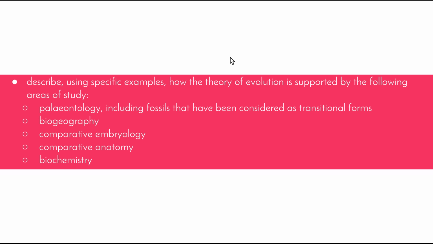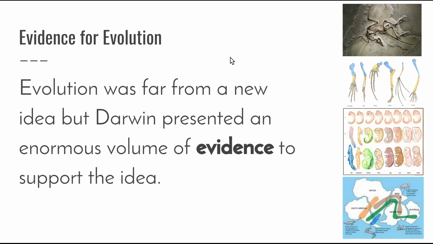So what we're going to do first is have a look at a bit of a mind map that shows how each of those provides some kind of evidence, and then we'll go into a little bit more detail for each of the five. So when Darwin put forward his theory of natural selection to explain what was happening in evolution, evolution was actually far from a new idea in science. But the thing that really made Darwin's ideas stick is that he presented enormous volumes of evidence that helped to support his ideas.